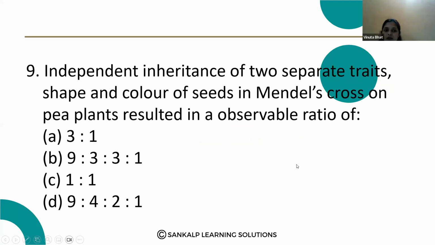Next question. Independent inheritance of two separate traits, shape and color of seeds in Mendel's cross on pea plants, resulted in an observable ratio of 3:1, 9:3:3:1, 3:1, then 1:1, then 9:4:2:1. See the answer here. That is 9:3:3:1.